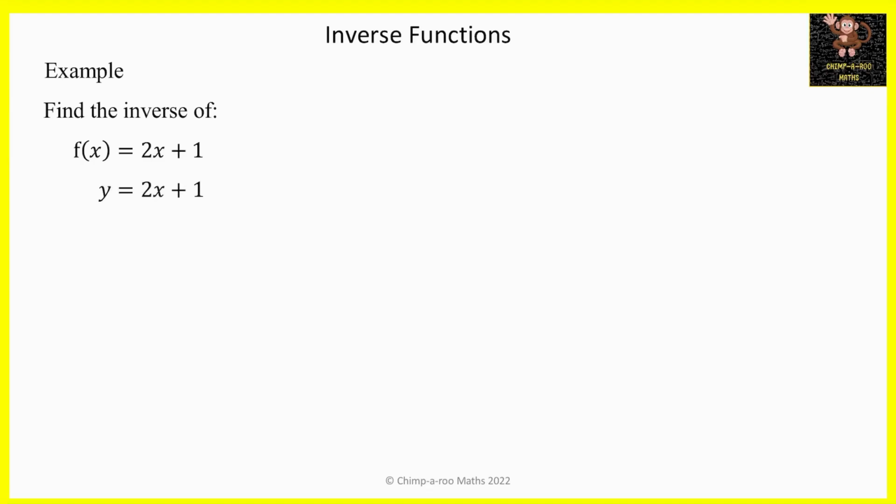The first thing we're going to do, the opposite: we start off with x, we times by 2, add 1. So to undo it, we need to subtract 1 first, then divide by 2. So x is equal to y minus 1 all over 2. Replace it with the function notation and replace y with x. f to the minus 1 of x is equal to x minus 1 all over 2.